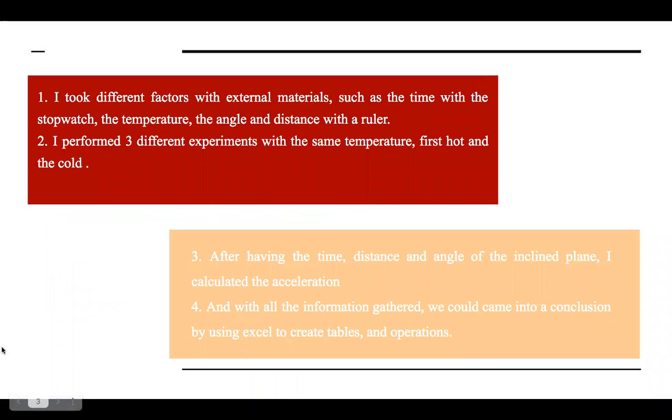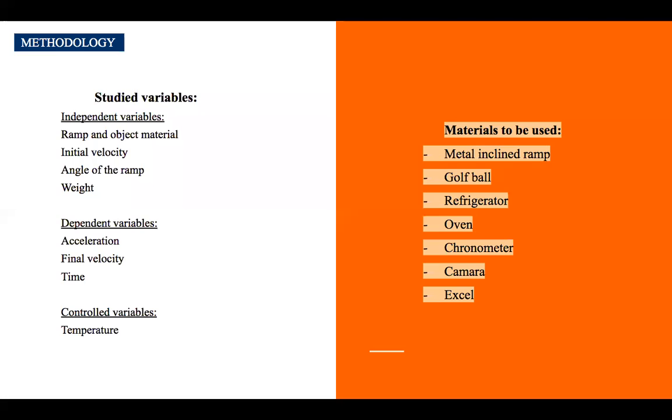The first thing I did was take different measurements with external materials, such as the time with a stopwatch, the temperature with an oven and a refrigerator, the angle and distance with a ruler. Then I performed 3 different experiments with the same temperature, first hot and then cold. After having the time, distance, and angle, I calculated the acceleration. And after all, with all the information gathered, I could come to the conclusion by using Excel, by creating tables and making operations.